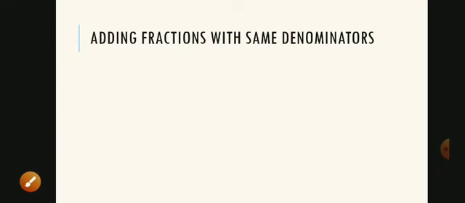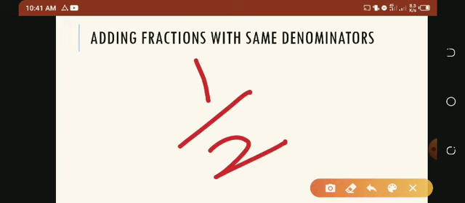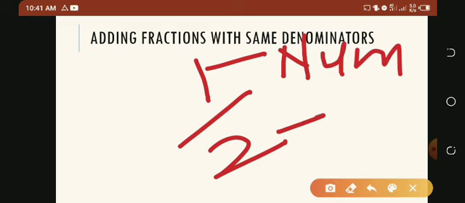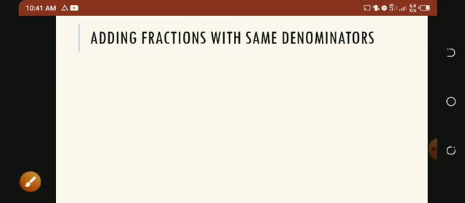You will recall that in our previous lesson I told you that when you have a fraction like this one, 1/2, this is the numerator, while this is the denominator. The number on top is the numerator, the number down is the denominator.